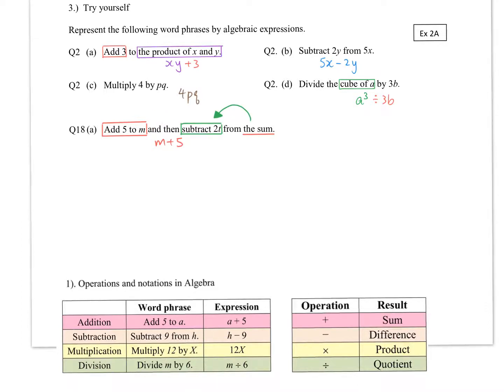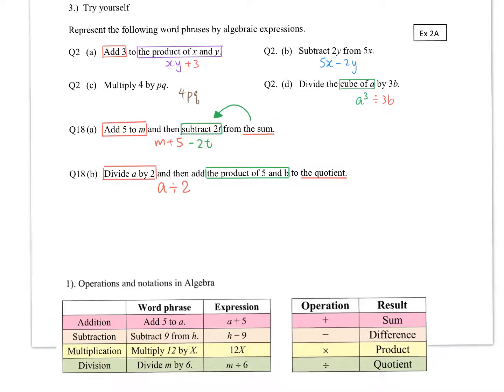And then subtract 2t from the sum. The sum is m plus 5. m plus 5 is the sum. And we subtract 2t. Okay, next, divide a by 2, and then divide a by 2. Exactly from what we learned in division. Divide m by 6. m come first, 6 come after.